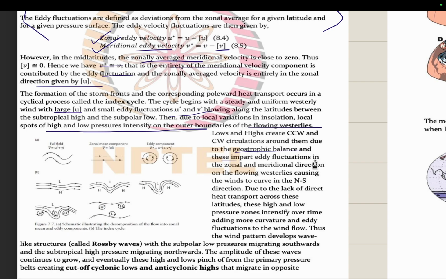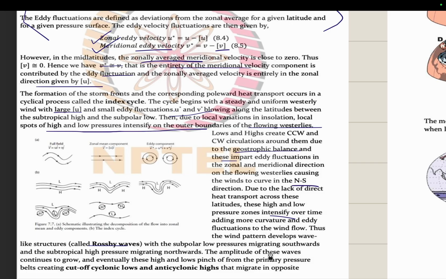This imparts eddy fluctuations in the zonal and the meridional directions on the flowing westerlies, causing the winds to curve in the north to south direction. Due to lack of direct heat transport across this mid latitude zone, within 30 to 60 degrees, the high and low pressure zones intensify over time, adding more curvature and eddy fluctuations to the wind flow. Thus the wind pattern develops a wave-like structure, and this wave is known as the Rossby wave.